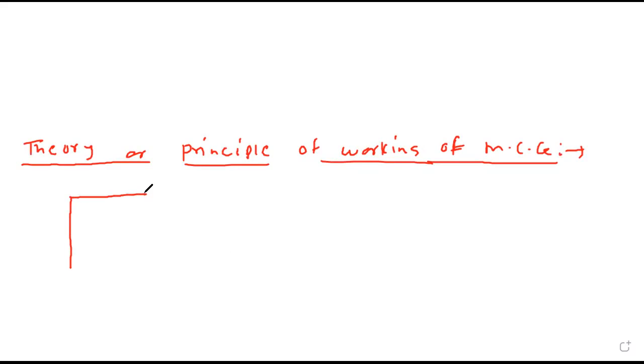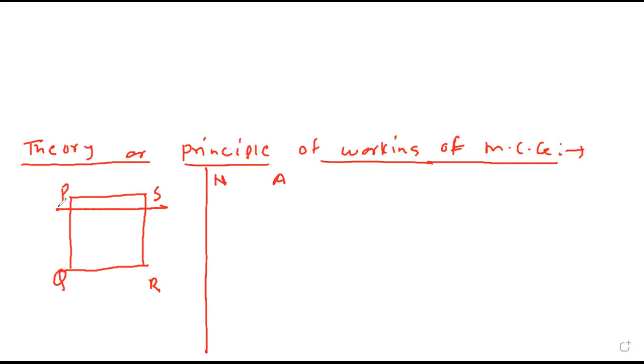Consider a rectangular coil PQRS having n number of turns, area of cross section A, placed in a uniform radial magnetic field B. When current I is passed through the coil, then the vertical side PQ will have current in the downward direction, RS will have it in the upward direction. Clear now? Why?